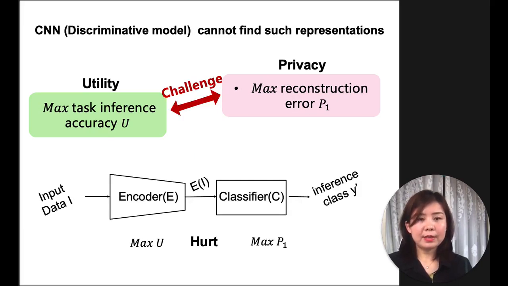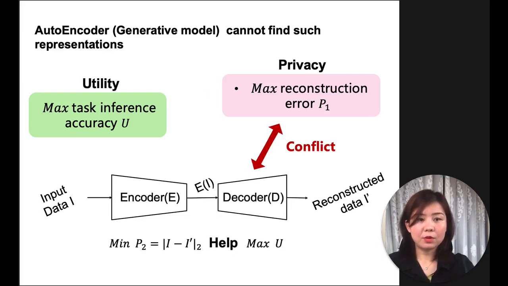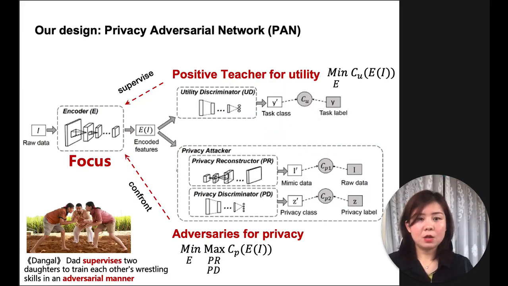But when we use the standard DNN to learn features by maximizing the task inference accuracy, the reconstruction errors are always small. And when the autoencoder learns features by minimizing the reconstruction error, which conflicts with our objective. So we focus on the training of the encoder by introducing a new deep model, the PAN.